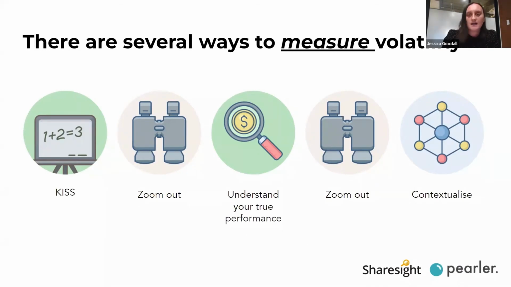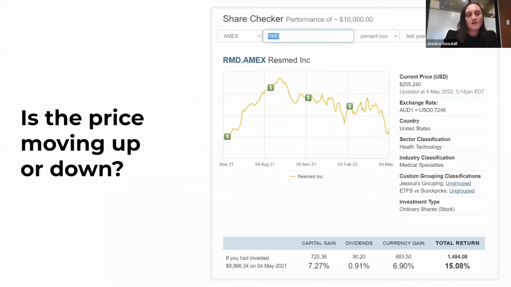So the way I do that is I start by utilizing technology that's available for free within Sharesight for anyone. And I like to look at an individual asset and assess, going back to the definition that we spoke about earlier, is the price of this investment or this company moving up and down, and to what degree and how sharply? So we have something called the share checker in Sharesight.